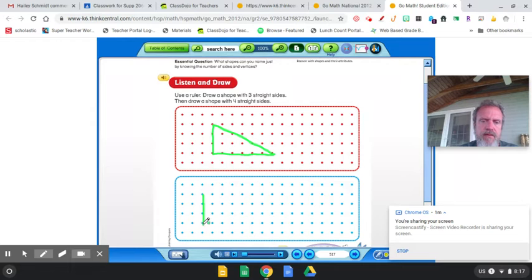Now down here, they wanted us to do 4 sides. Let's go 1, 2, 3, 4. So now there's 4 sides. It's not a square. It's not a rectangle. It's not a special 4-sided shape. It's any old 4-sided shape. And when we have any old 4-sided shape, we refer to them by their official math name, which is what we're going to learn today.